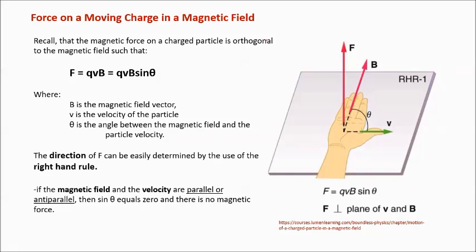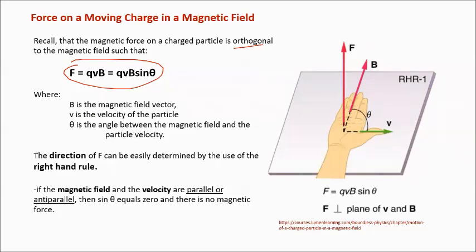So recall that the magnetic force on a charged particle is orthogonal to the magnetic field such that F is equal to QVB sine of an angle. Orthogonal meaning naka 90 degrees. So angle is the angle between magnetic field and the particle's velocity. The direction is by the use of a right hand rule, but this time hindi na niyo i-curl yung hand niyo, kundi i-open na niyo yung palm niyo, no? Yung thumb pa rin yung direction ng V, yung sa middle finger is the direction of magnetic field.